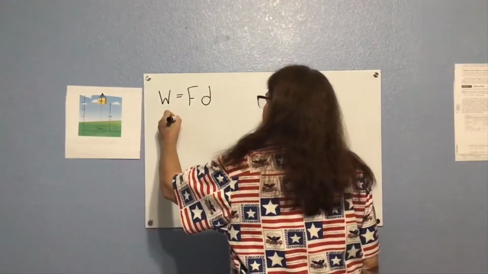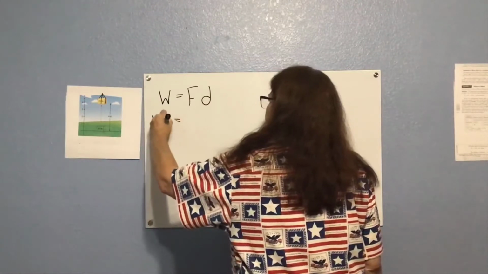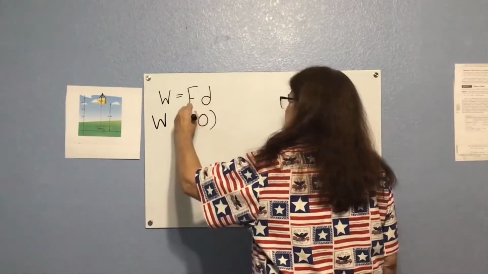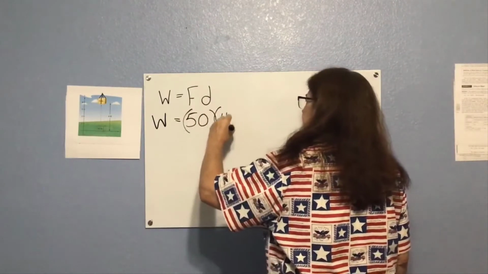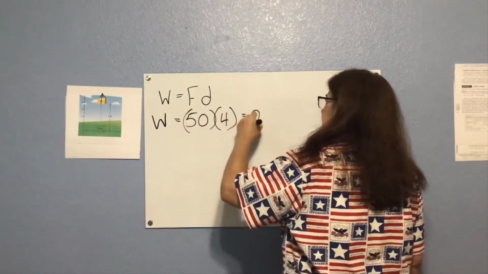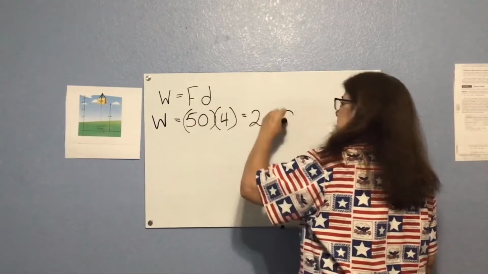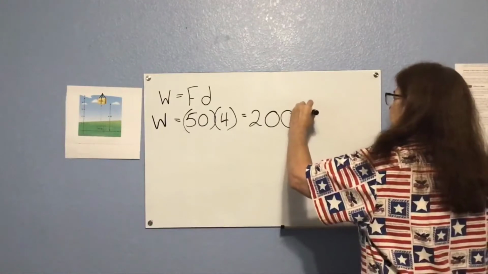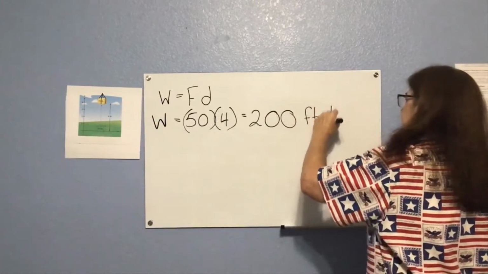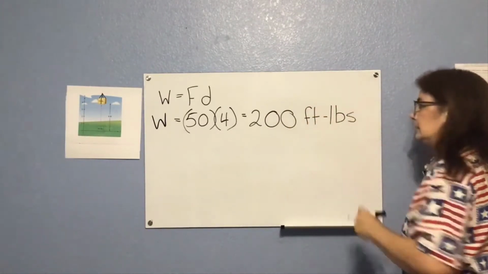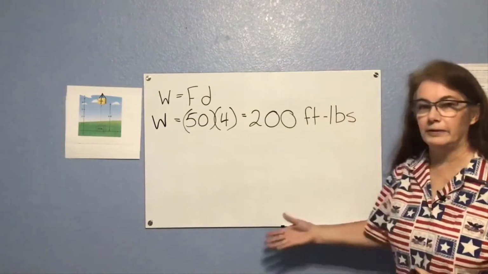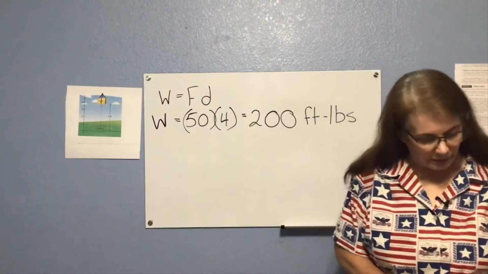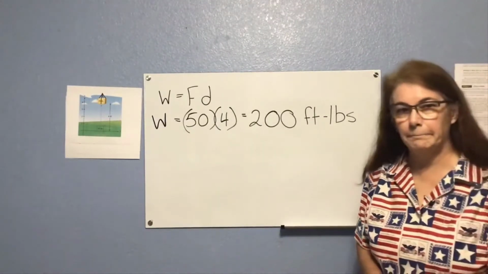So for this example, the work is equal to 50 pounds times the distance of 4 feet, which gives us 200. And my units for this are foot-pounds. So lifting that 50-pound object 4 feet requires 200 foot-pounds of work.